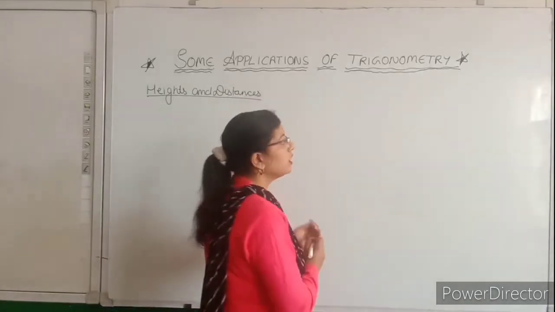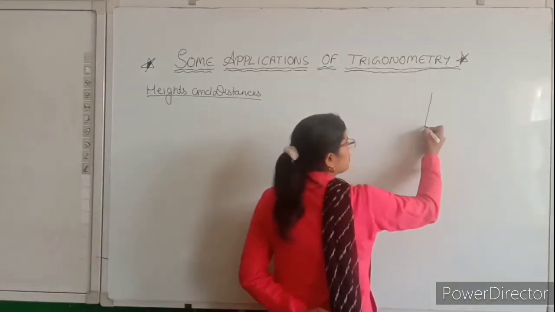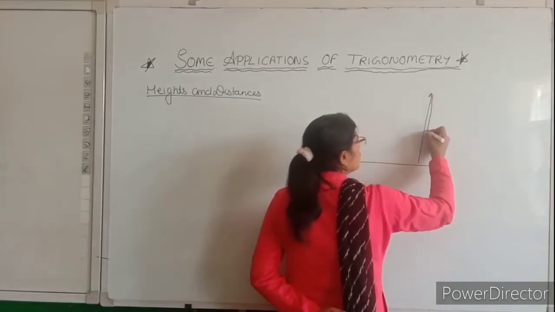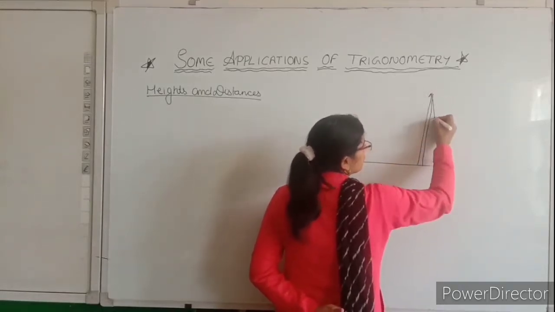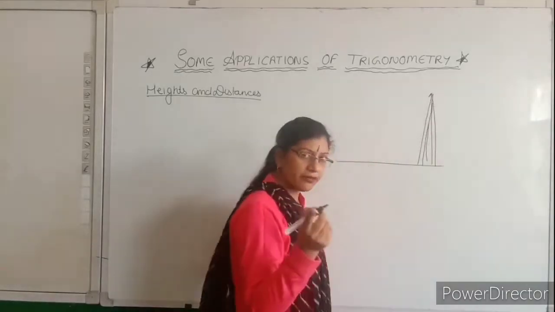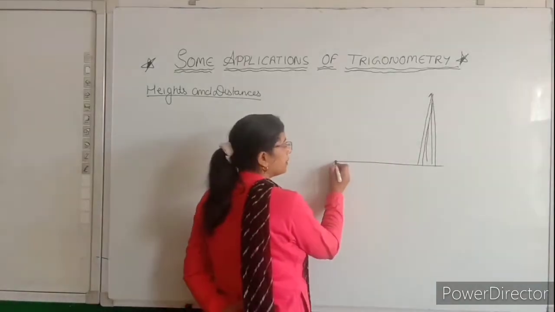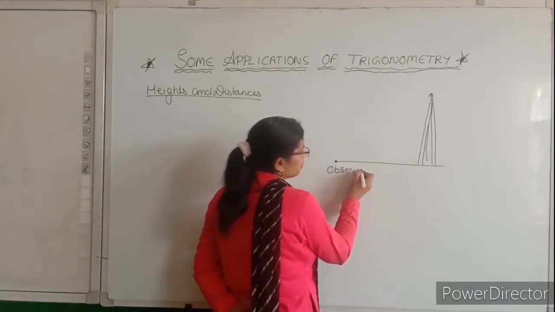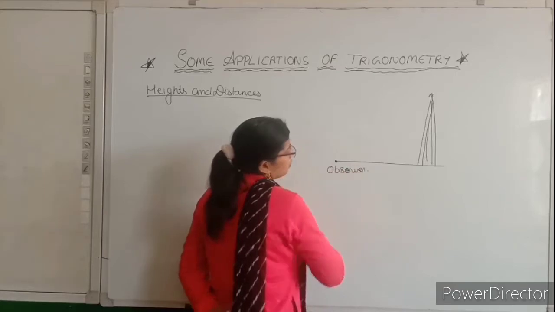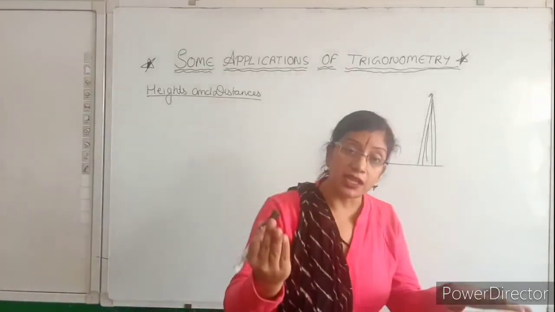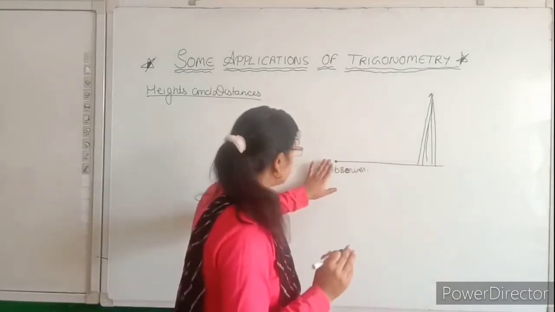Now look at here. If one tower is there. Let me see, this is a tower, या कोई building है, this is a building or tower. So if we have to find, we are here और हम यहाँ पर हैं, ठीक है? So we say we are observer. तो हम क्या observer? हम देखने वाले हैं, ठीक है? तो we are standing here.